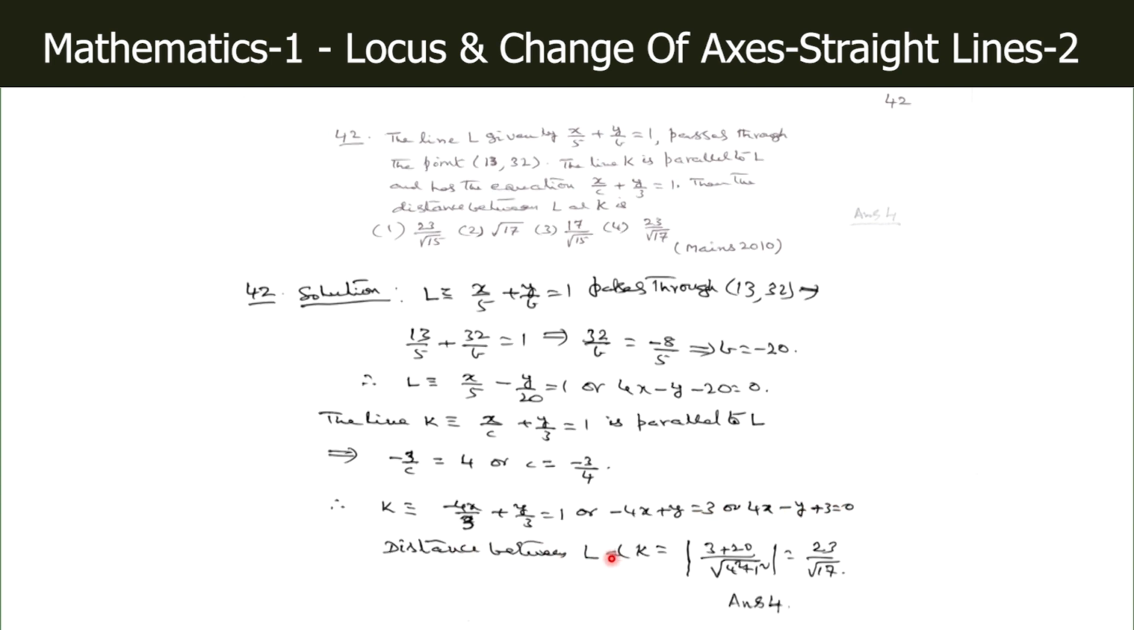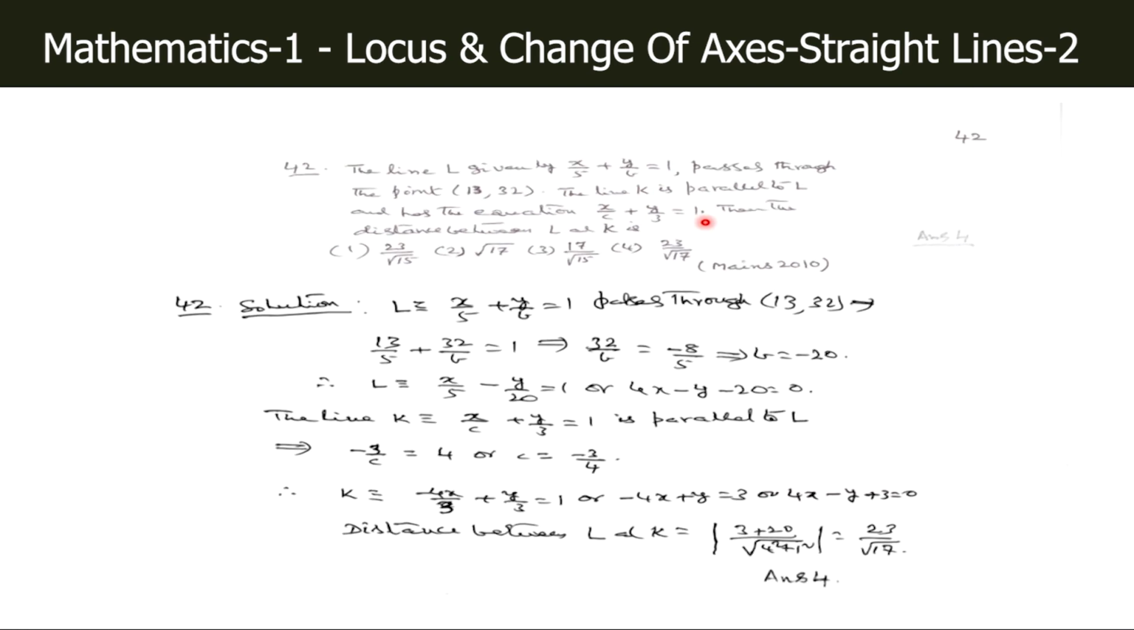So, the distance between L and K is given by the distance formula. You know that the distance between two parallel lines ax + by + c = 0 and ax + by + d = 0 is simply modulus of (d - c) by root over (a square plus b square). So, here it is (3 + 20) by square root of (4 square plus 1 square), which is 23 by root 17, and the correct option is option number 4. This is Mains 2010.